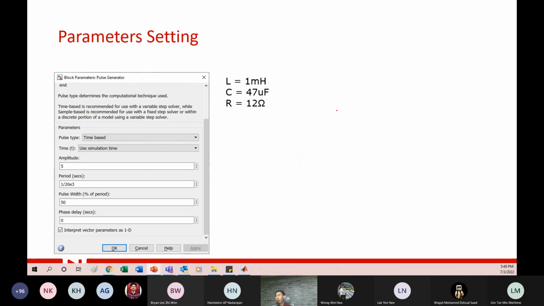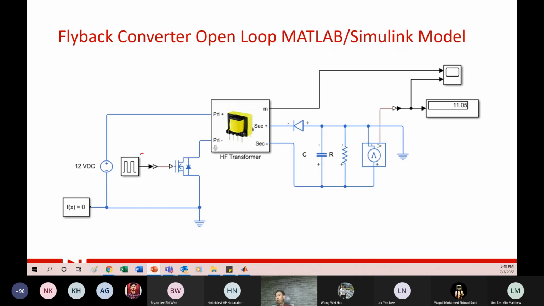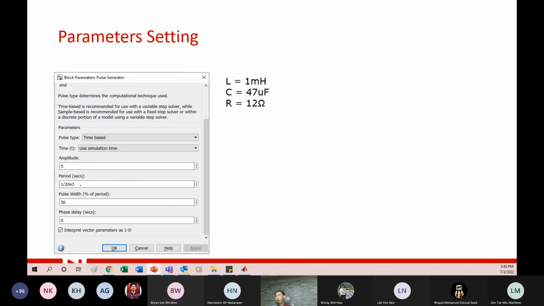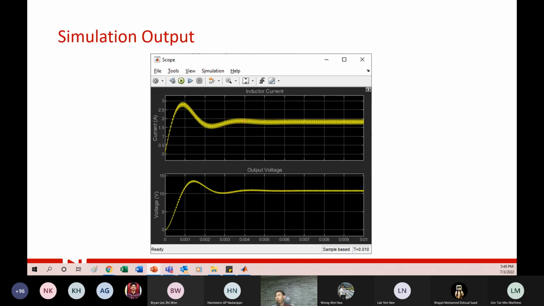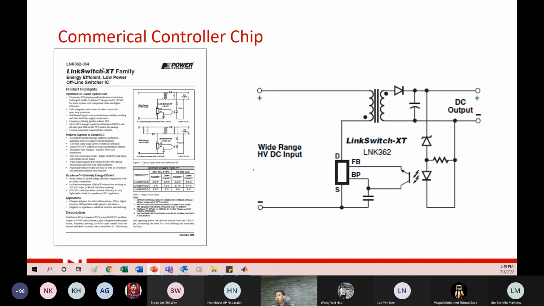Here I will show some of the parameter settings. I'm applying 20 kilohertz, and the inductor value is 1 milli, 47, and 12 volt. If everything is run correctly, you should have this output.